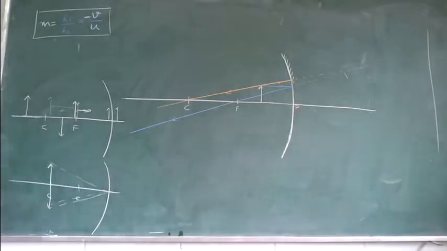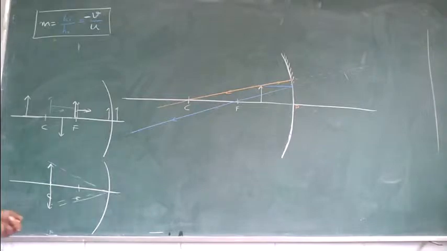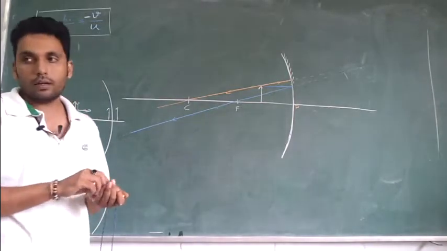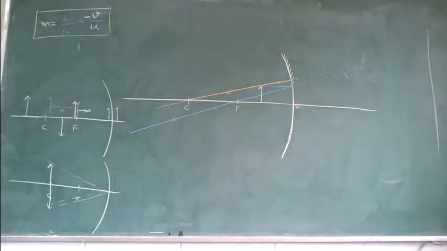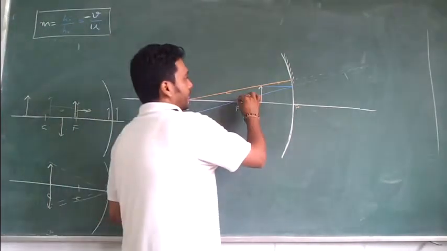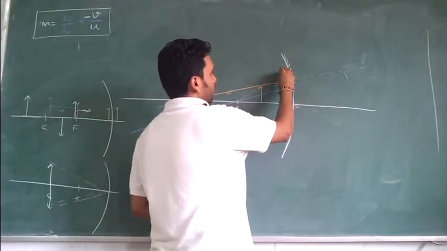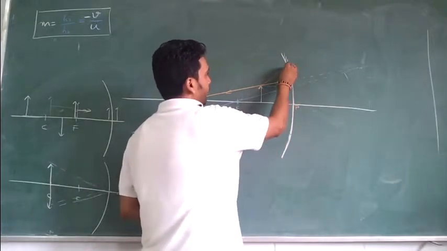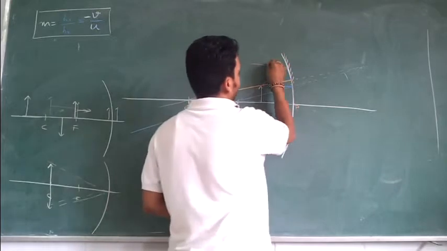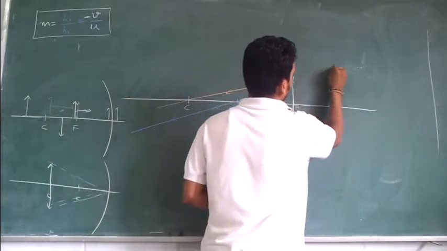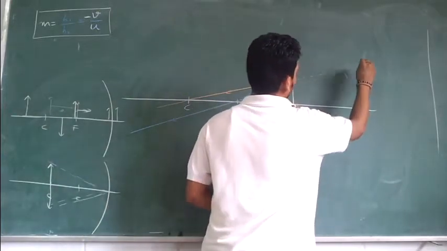Okay, one more ray you could have drawn. There are two rays associated with the focus: a ray going through the focus becoming parallel. How will you draw it? It will go like this, and this becomes parallel. If you extend this ray also backward, it is going to meet at the same point.